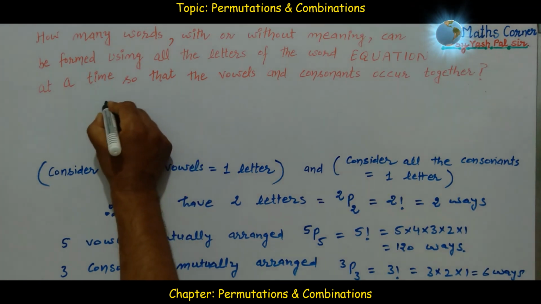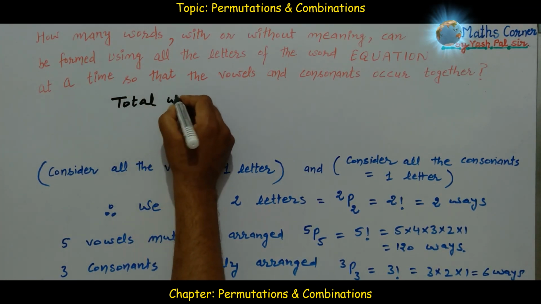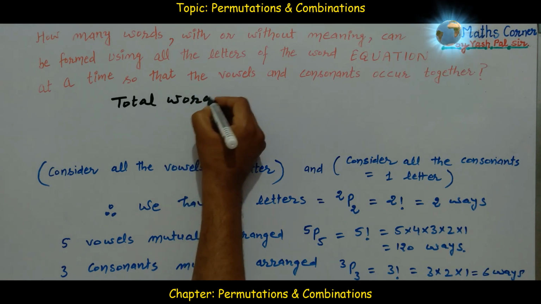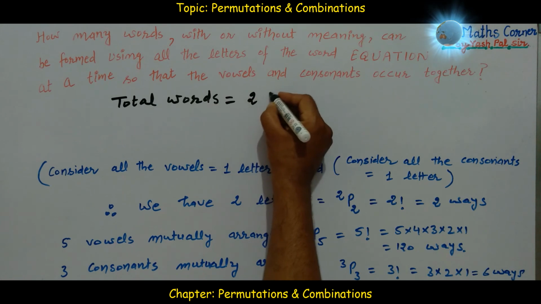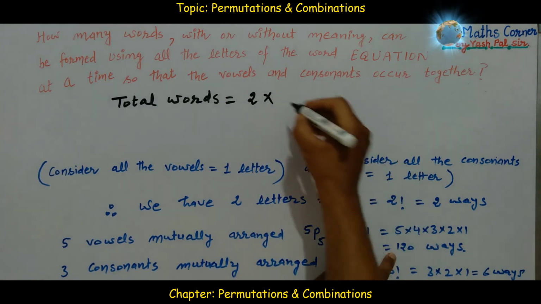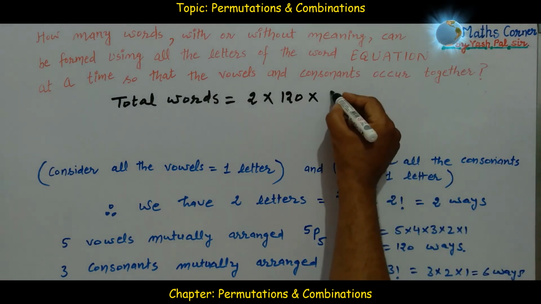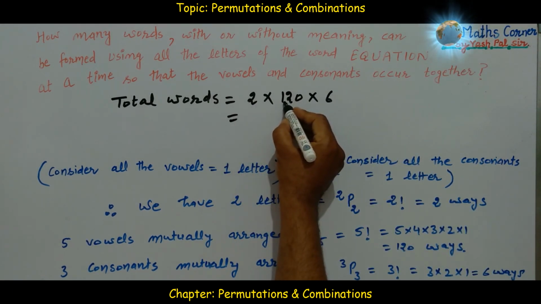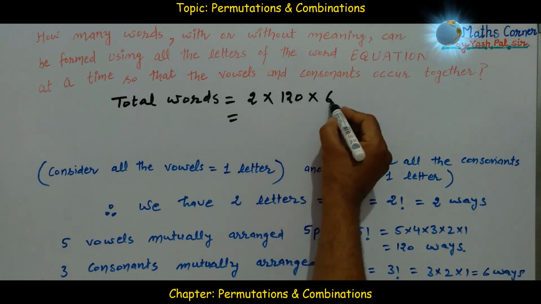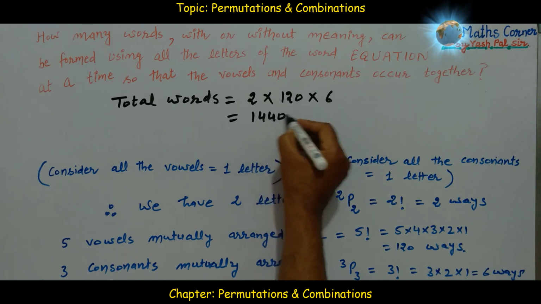So finally what we say, total words are equal to 2 into 120 into 6, that is equal to 2 into 720, 1440. So total number of words is 1440 ways.